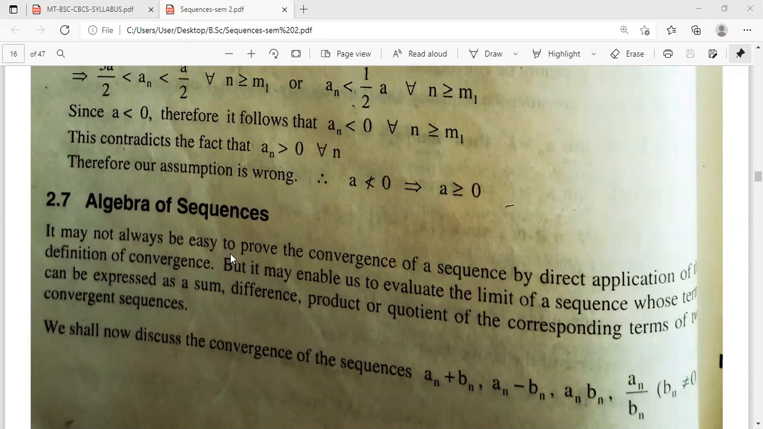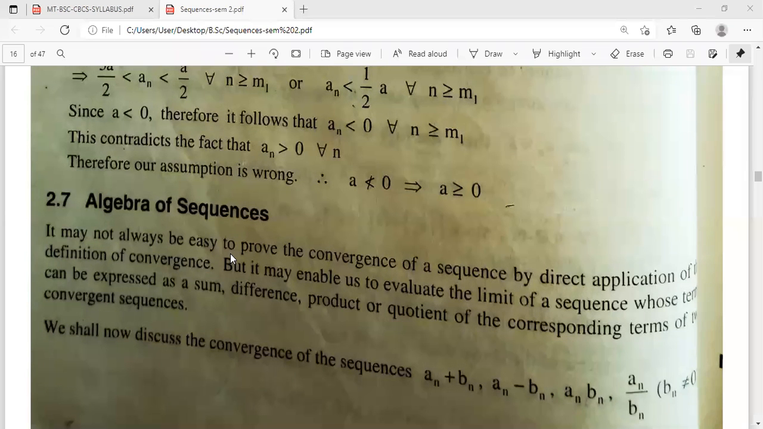If modulus of xn, don't get confused here, whether you write the sequence as xn or an, you can write the notations xn, an, or fn. If modulus of xn converges to L, then modulus of xn converges to modulus of L. Every convergent sequence is bounded, that is over.